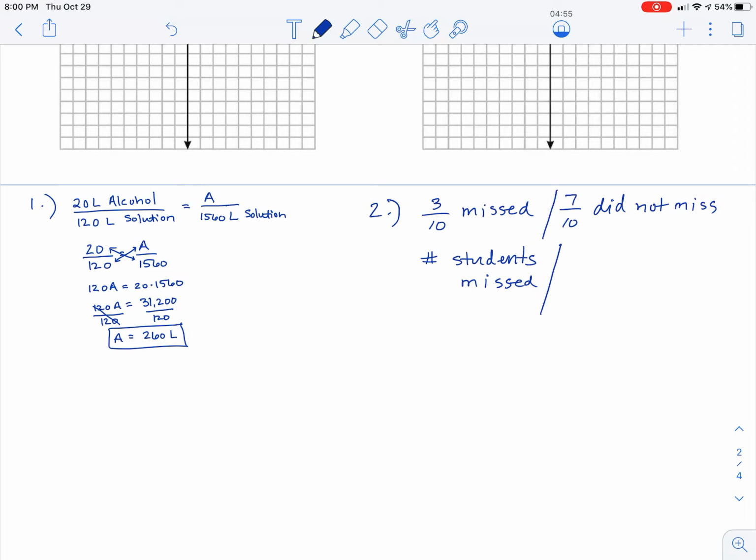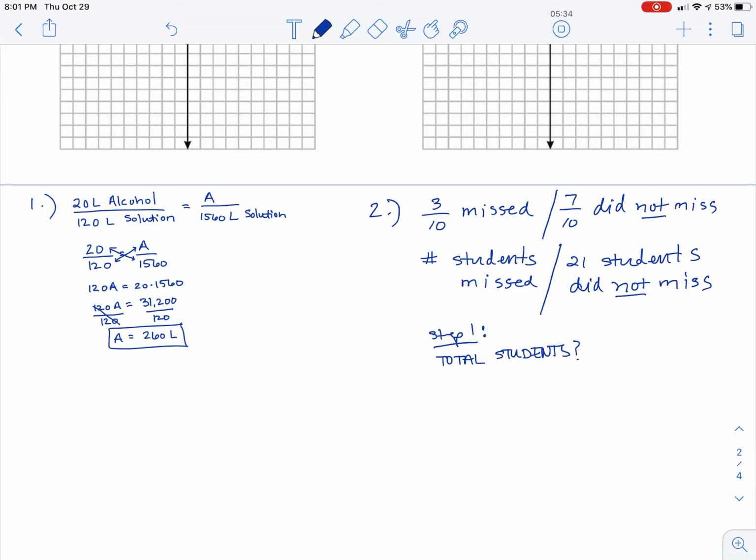We are told that 21 students did not miss the demonstration. Okay, so first of all, step 1, we need to find the total number of students. What's the total? We don't know. The only number of students we know is the 21 students who did not miss. So we want to find what is the total number of students.